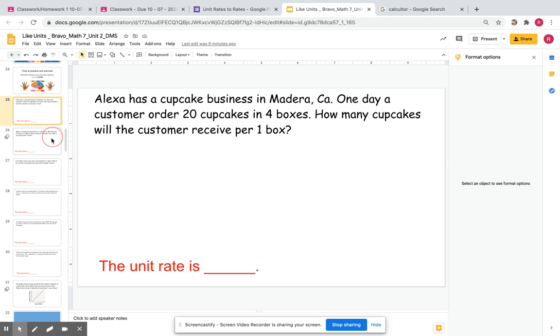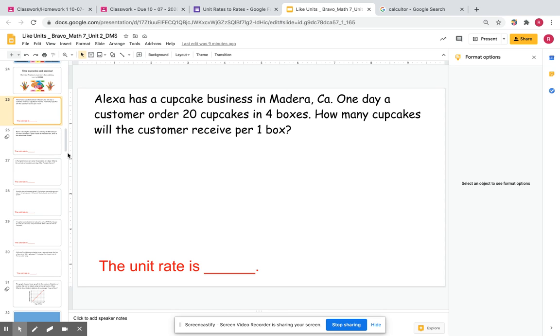So let me get a simple problem. Go ahead and read this problem. If you need to pause the video, definitely pause the video, but I'd like for you to read along with me. Alexa has a cupcake business in Madera, California. One day, a customer ordered 20 cupcakes in 4 boxes. All right, think about the actual story happening. So there's 20 cupcakes in 4 boxes. How many cupcakes will the customer receive per 1 box? Think about what the question is asking you to find.